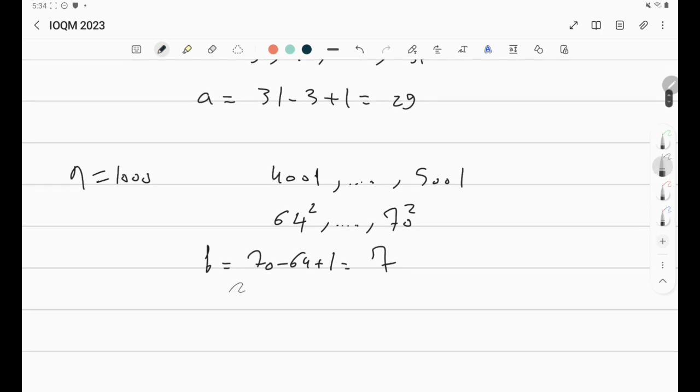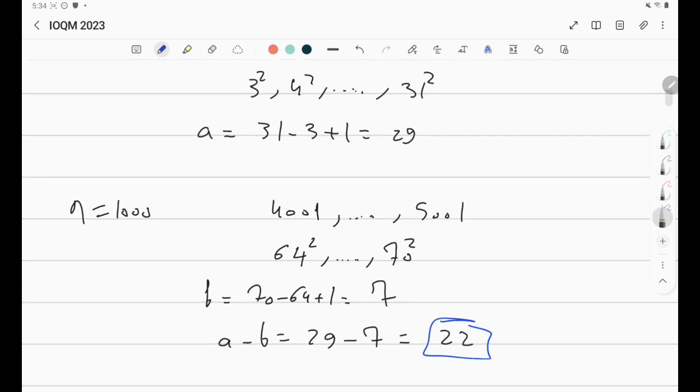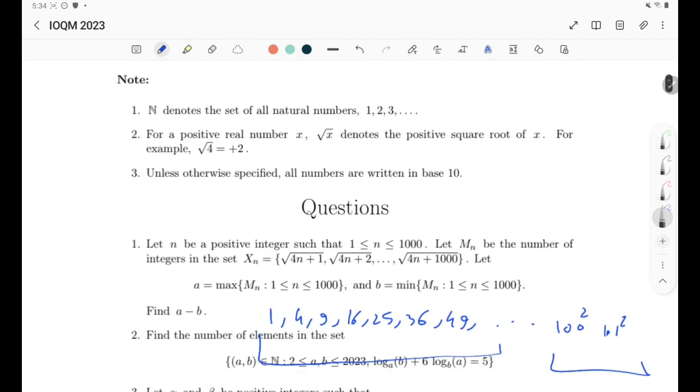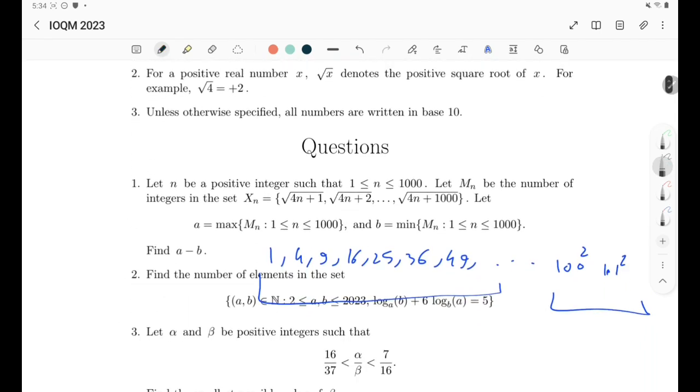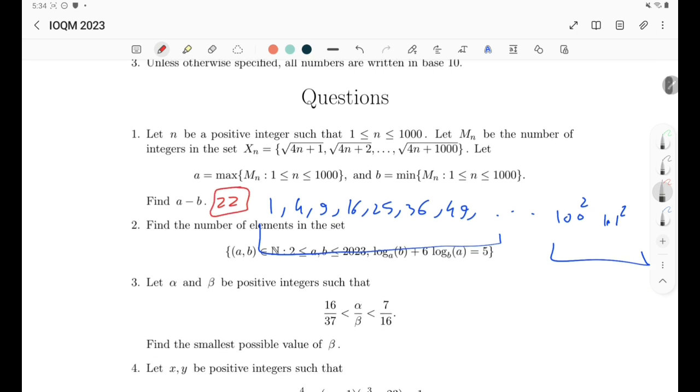And remember, the question asks us to find a minus b. That means it's just 29 minus 7, which is equal to 22. This is our final answer. Okay, so here our final answer was 22. We're done with question 1.